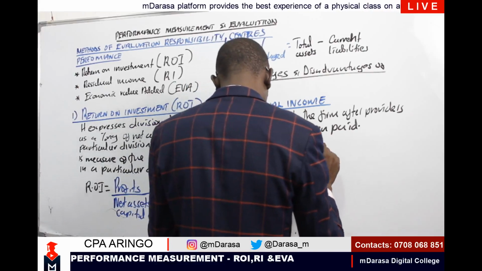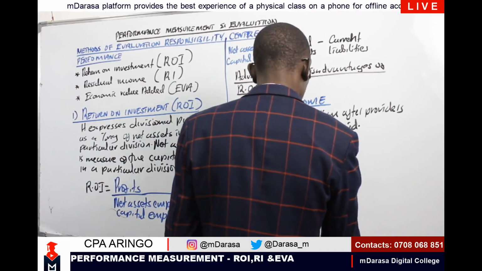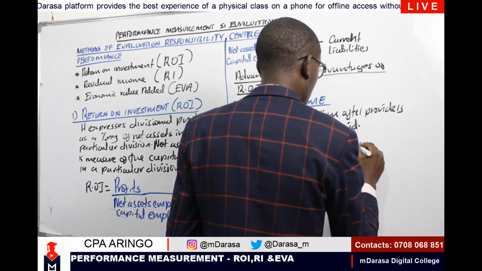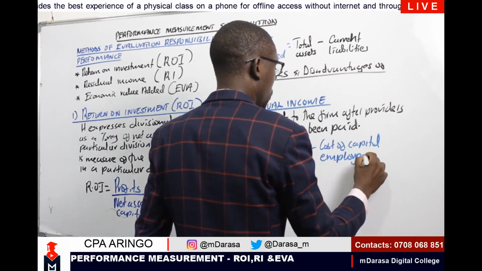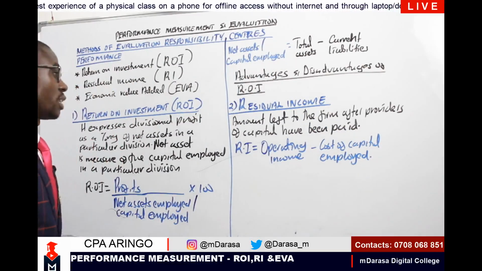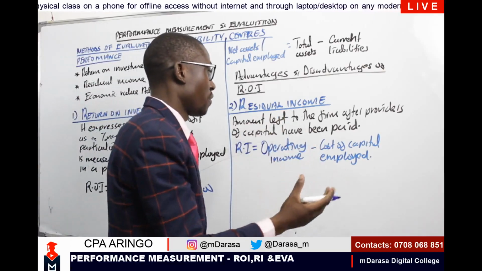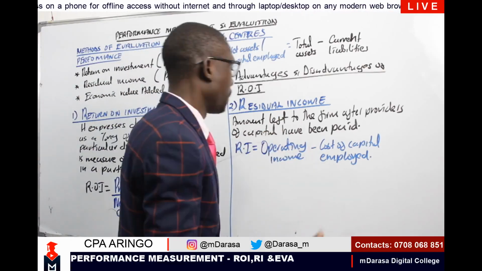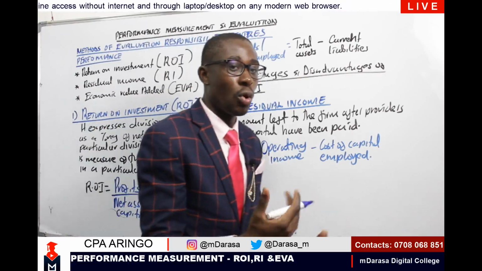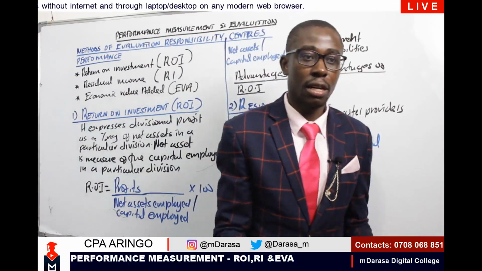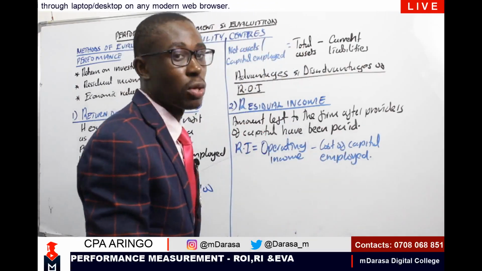Of course, you are going to less the cost of capital employed. So for us to determine our residual income, because we've said that ideally this is the amount left to the firm after providers of capital have been paid, I'm going to take what we had generated as our operating income or profit, and less our cost of capital employed.